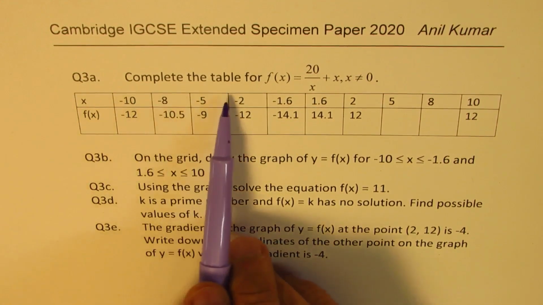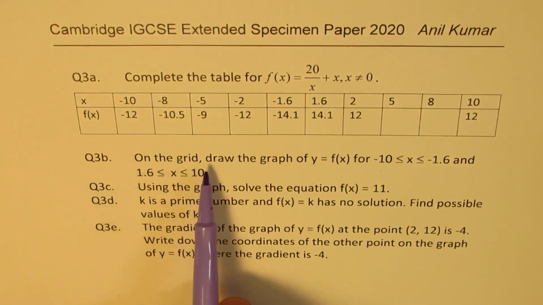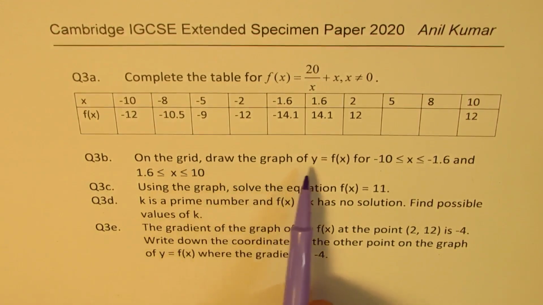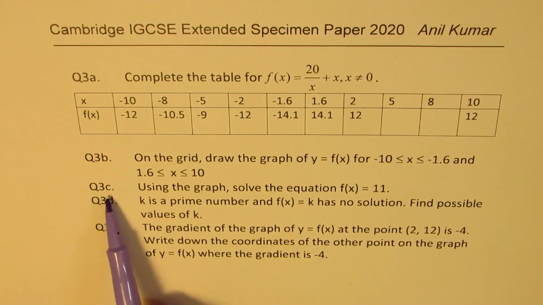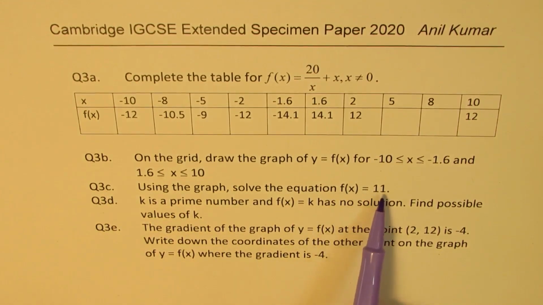Question number 3a is to complete the table for the given function, and 3b is on the grid, draw the graph of this particular function. C is, using the graph, solve the equation f of x equals 11. So we have to read the graph also. That means very accurate drawing is required. Perfect. We'll see the other parts later.